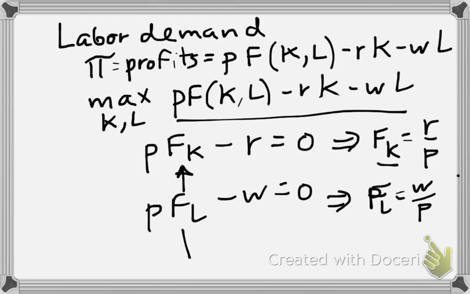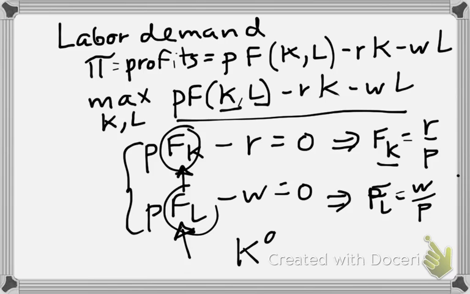Now, one of these equations has f'(L), the other has f'(K). These are the marginal products. They depend in turn on capital and labor. So we have two equations and two unknowns, and so we could solve for the demand for capital and the demand for labor as a function of the wage and the real price of capital. So we'd get two optimal demand curves depending on the prices.